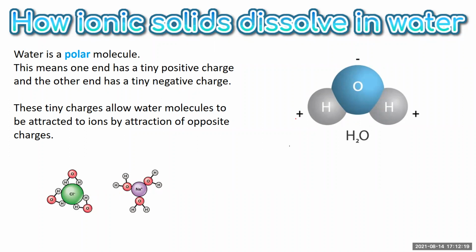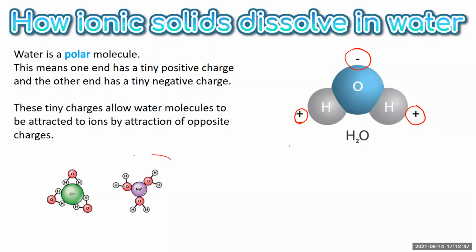Here we can see positive charges on the hydrogens and a negative charge on the oxygen of a water molecule. Now, these charges are only tiny. They're not nearly as big as the charge on an ion, for instance. But those tiny charges do allow water molecules to be attracted to ions by attraction of opposite charges.